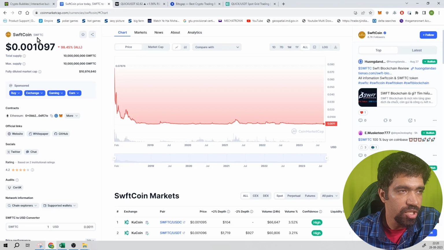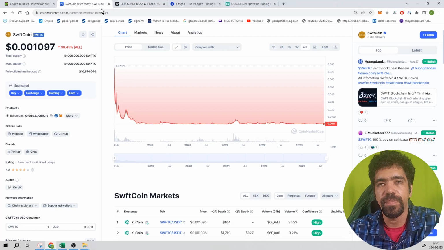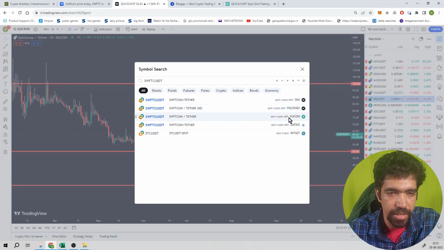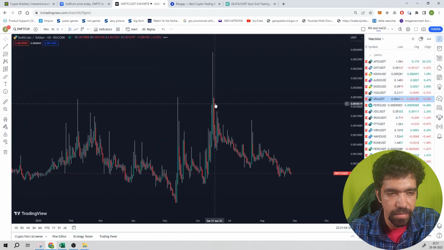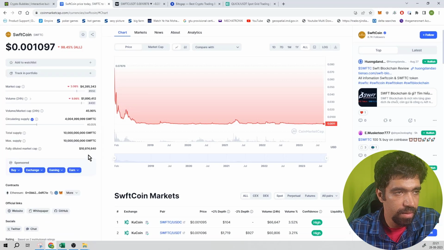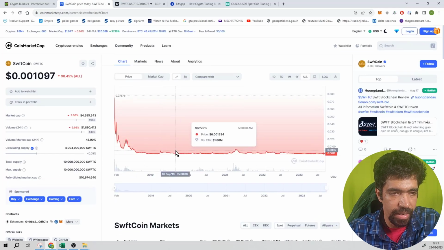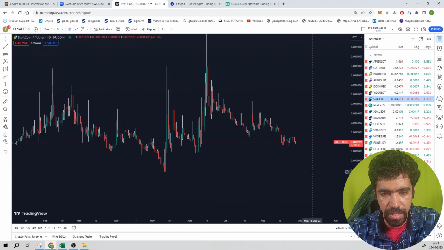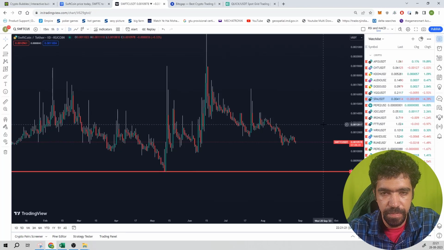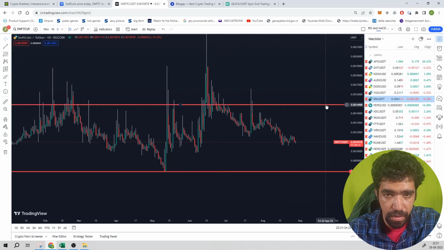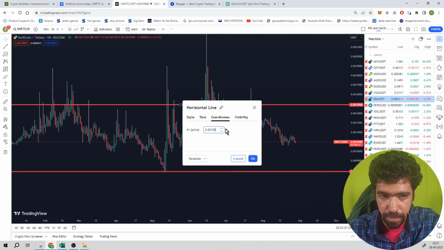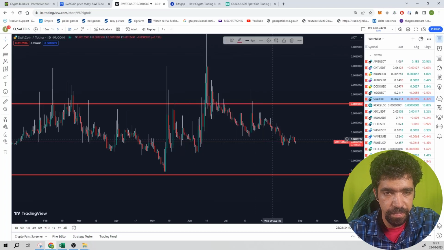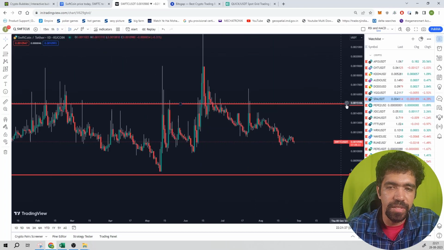Now let us see the price action of this token, SWFTC, in the USDT pair on multiple platforms. Search SWFTC USDT. This is available on OKX, Poloniex, KuCoin, Gate.io, and BitGet. So we can select KuCoin Exchange, and the price is hovering in this range. We can set up a bot, let us say from 75 satoshis till 125 or 150 satoshis. So the upper price can be 150, and the lower price can be 0.00075. So the lower price is 75 satoshis and the upper price is 150 satoshis.